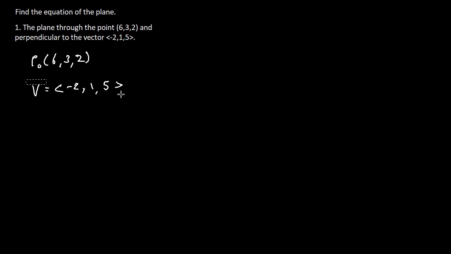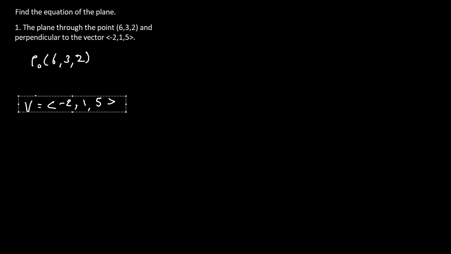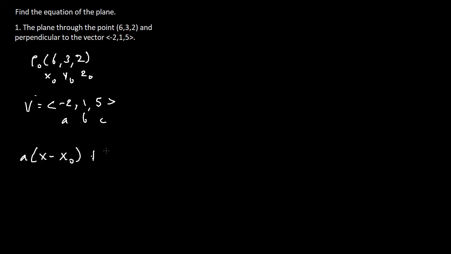So v is going to have its a, b, and c values, while p sub naught is going to have its x sub naught, y sub naught, and z sub naught coordinates. So once again, the formula for the equation of the plane is going to be a times (x minus x sub naught) plus b times (y minus y sub naught), and then plus c times (z minus z sub naught). That's going to equal 0.